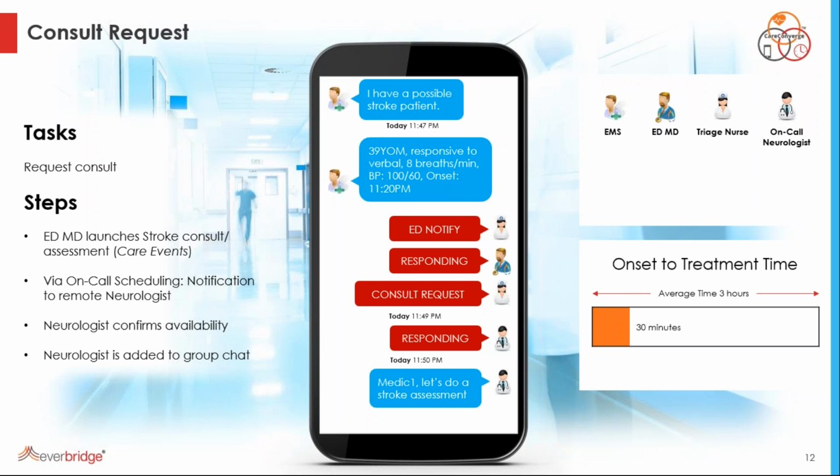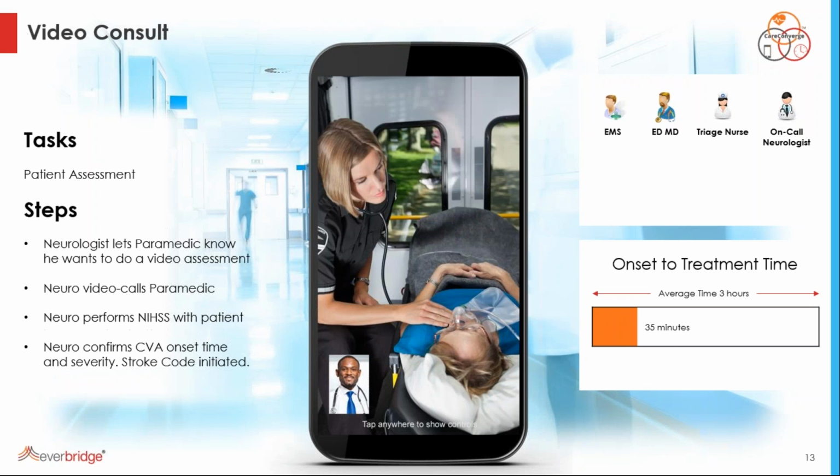Now that neurologist is able to jump right into the conversation with us and say, hey, let's get online, let's do a stroke assessment. And as many of you know, a stroke assessment is really a visual assessment, so the neurologist really needs eyes on the patient. Again, on the same platform, he conducts a video assessment of the patient directly on the ambulance, is able to run through the NIHSS stroke scale in this example, and then make the call and verify the CVA, onset time and severity, et cetera, and then call for the stroke code back with the ED team. Which is going to be our next step, which again happens on the same platform.